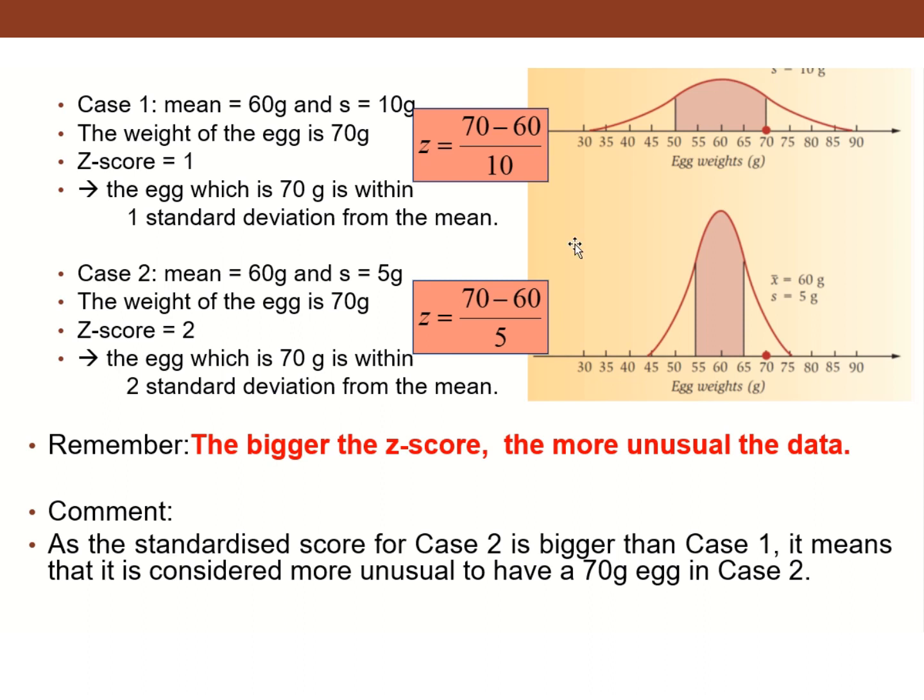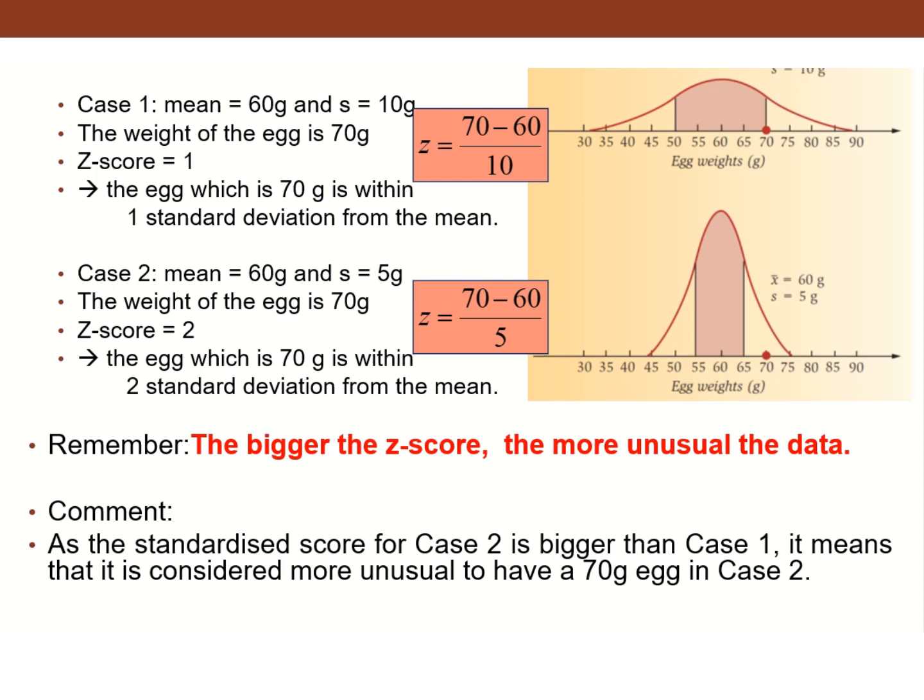So you have to find your Z-score. 70 minus 60 divided by 5. Your Z-score is 2. So this is 2 standard deviations from the mean. The bigger the Z-score, the more unusual. So as a standardized score, case 2 is bigger than case 1. That means the egg in case 2 is considered more unusual than the egg in case 1.